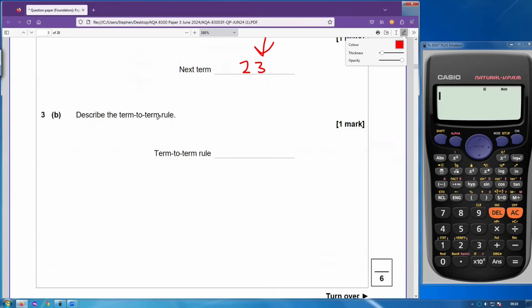Describe the term-to-term rule. I think that just means add 6 or plus 6, add 6. I don't think it means they want the formula for working out the nth term. They just want the rule.